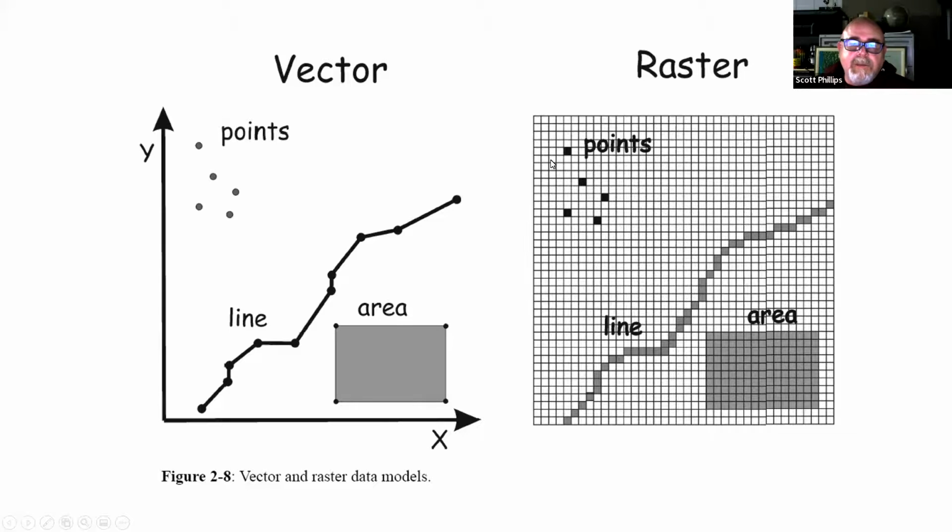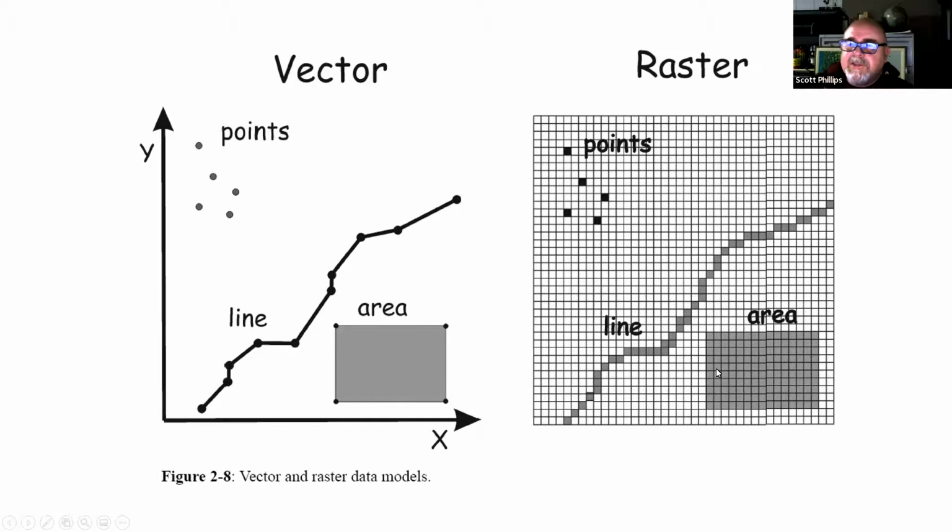Here's another kind of comparison. These are features that are vector. We have points, lines, and area or polygon. And if we were to try to also represent those features using raster, we would make a big grid, and then we would assign grid cells to the points, a series of grid cells as lines, and a series of grid cells as an area.